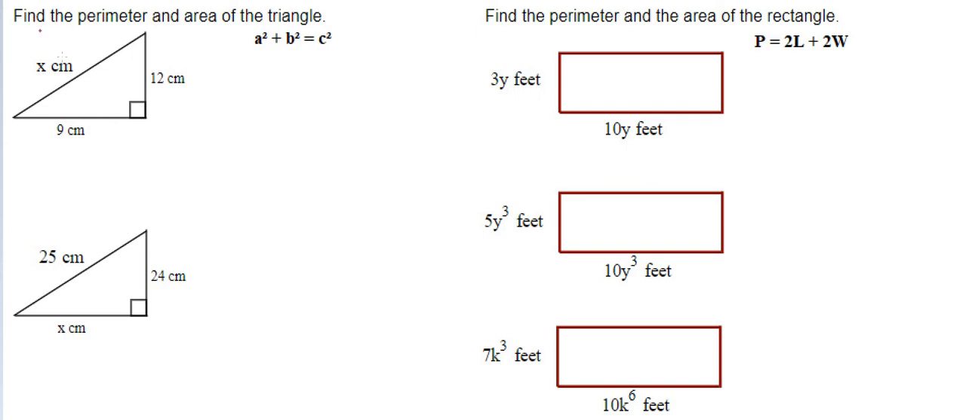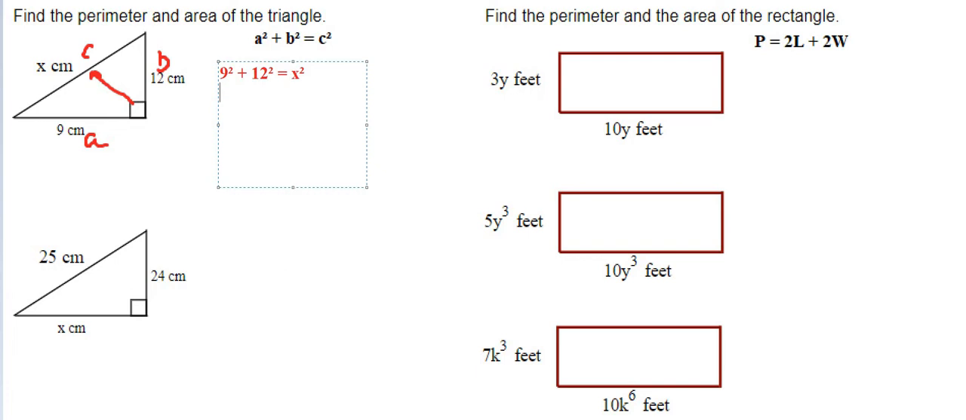So we're going to find the perimeter and area of the triangles here on the left, and we got our old friend back, Pythagoras, with his Pythagorean theorem. Remember that the A and B are interchangeable. The C is always across from the 90-degree angle. That's called the hypotenuse. So we're going to do 9 squared plus 12 squared equals x squared. And that could have been 12 squared plus 9 squared equals x squared.